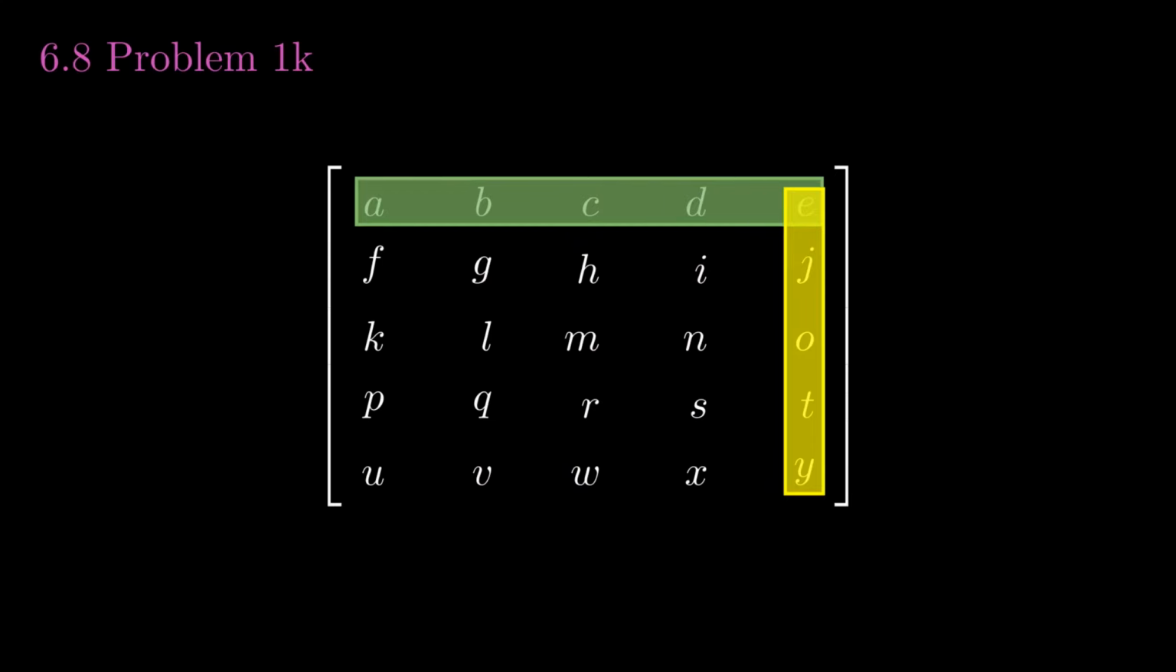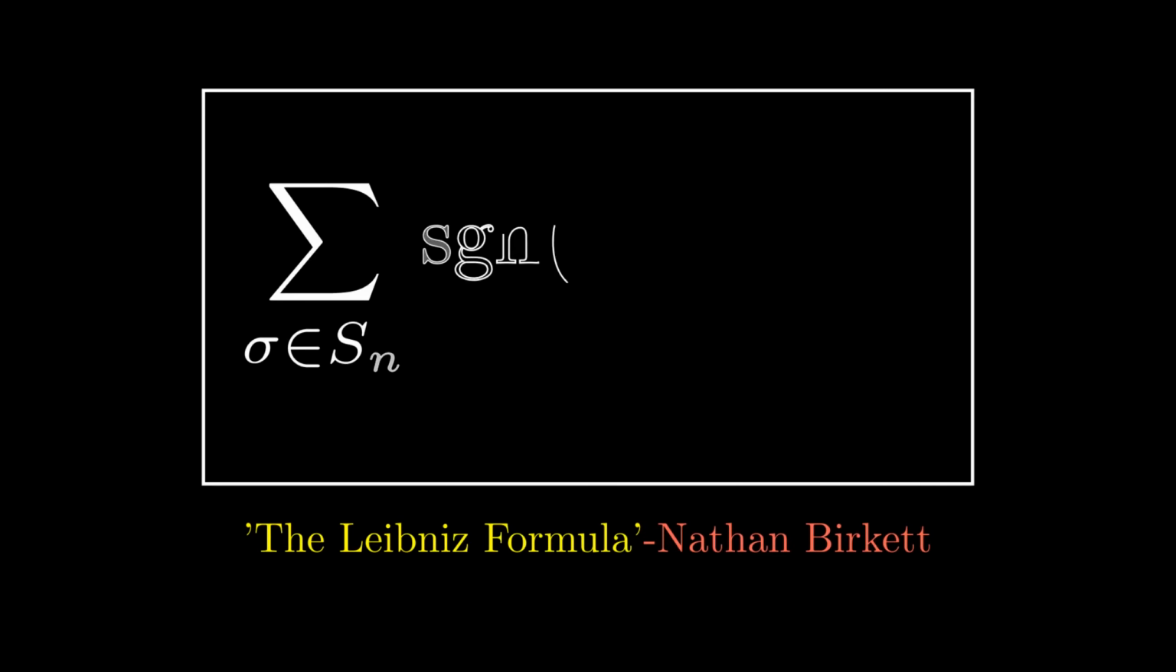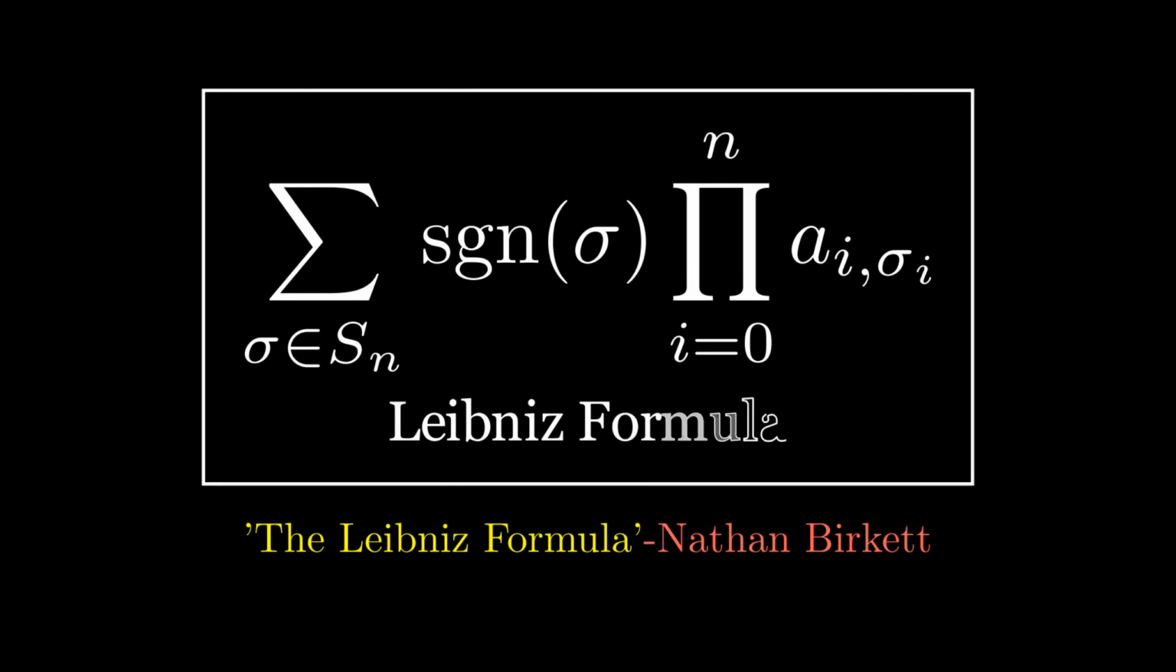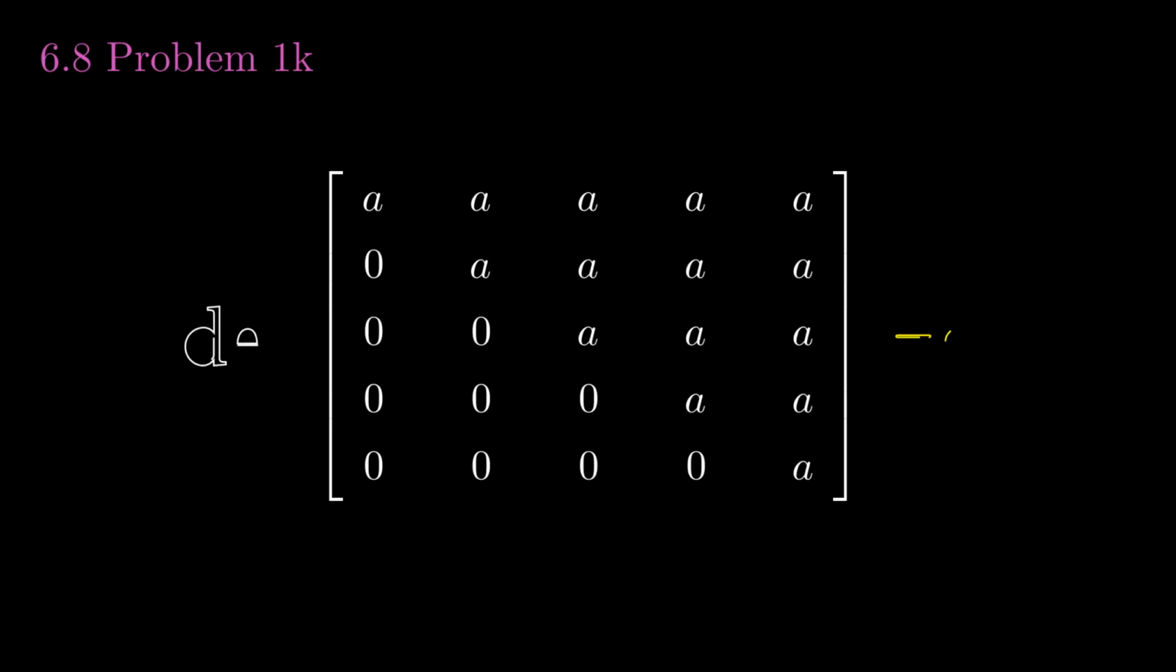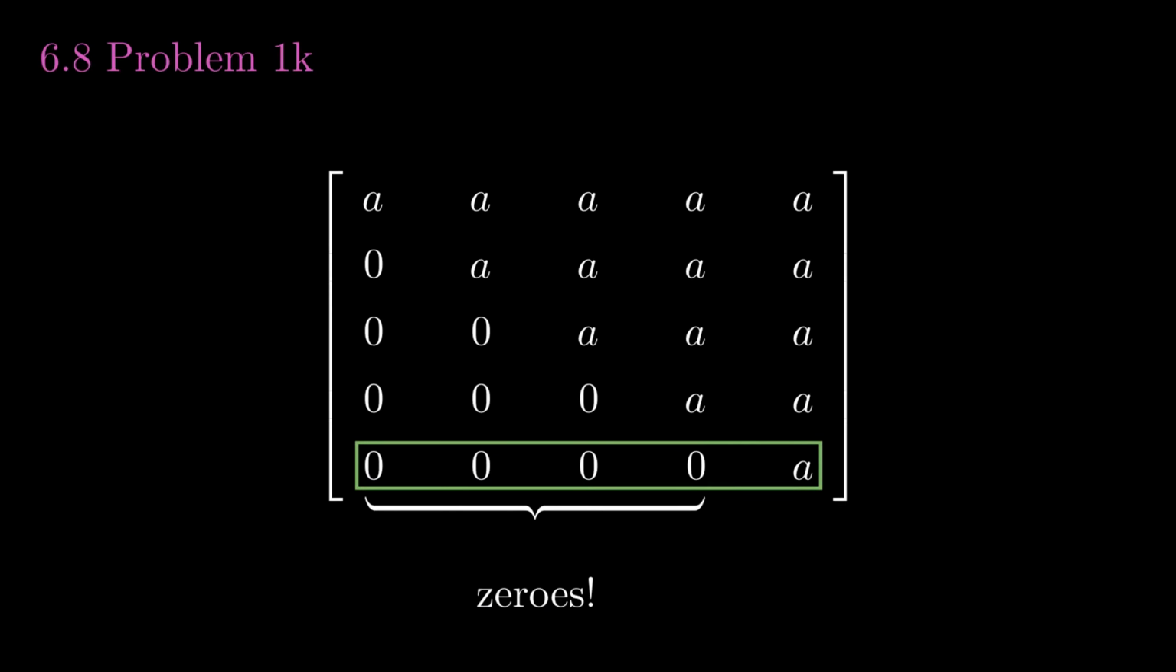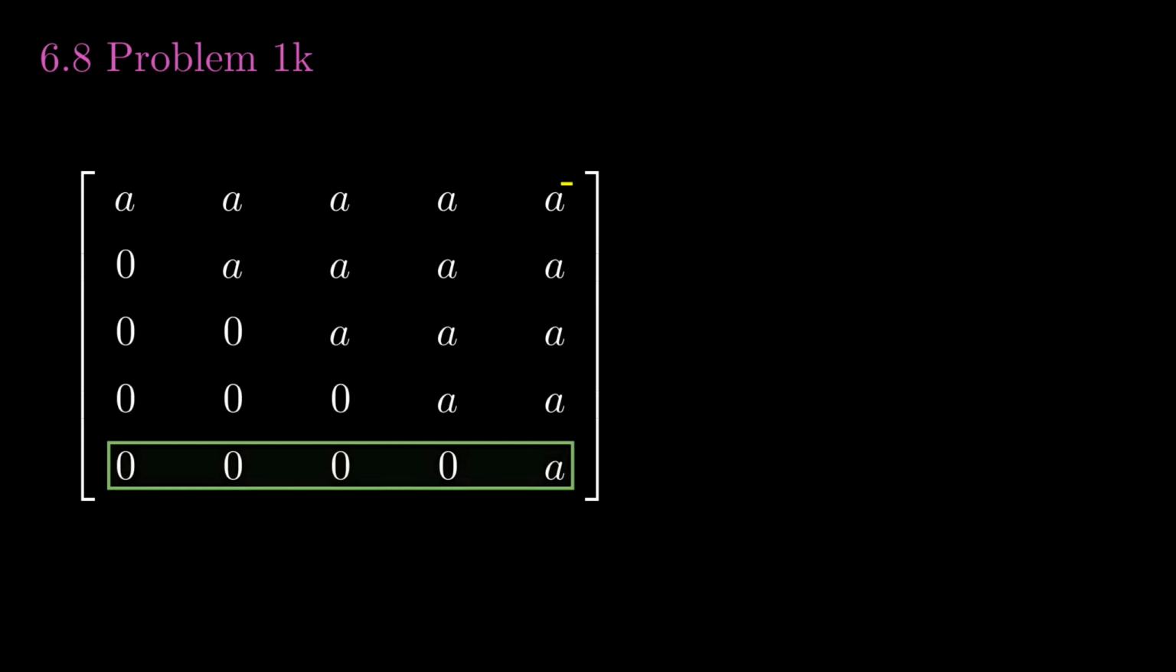significantly easier for you. Now, alternatively, you could use the Leibniz formula, which my good friend Nathan Burkett explains very clearly in this video, and I think it's also where the shoelace theorem comes from. But I want to focus on how easy some problems can be with this algorithm. Let's take this matrix, for example. I'm going to pick the bottom row because all but one of its elements are 0.